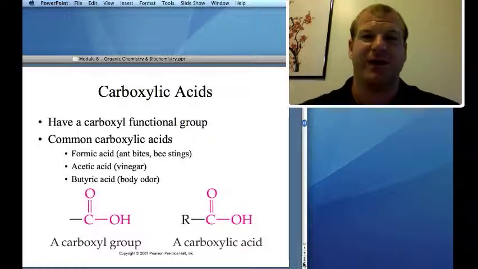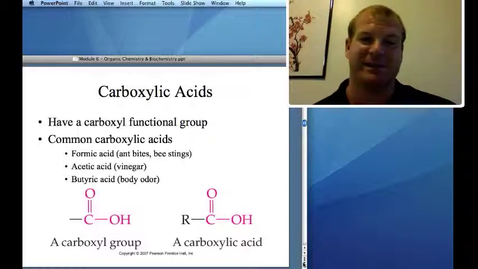And maybe you've heard of the chemical GHB. It stands for gamma hydroxybutyric acid, GHB. But that's a hydroxy acid, or it's a carboxylic acid, but it has a hydroxyl group at the front of the molecule.